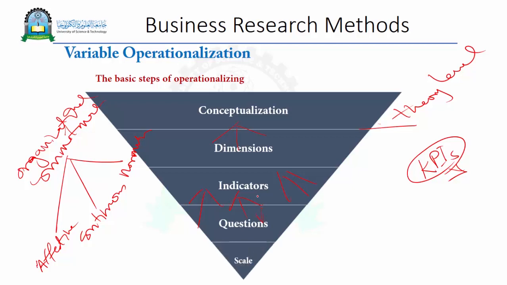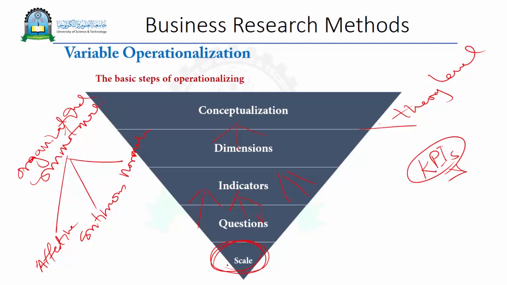The fifth or the last one is the scaling, which is quantifying the questions and giving them some numbers. So when we analyze this in SPSS or any other statistical program, it can be giving quantitative data.